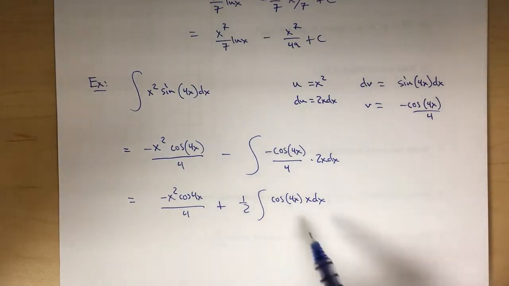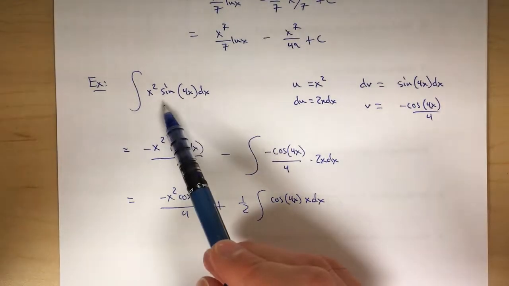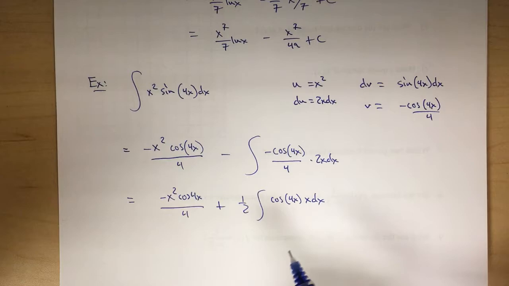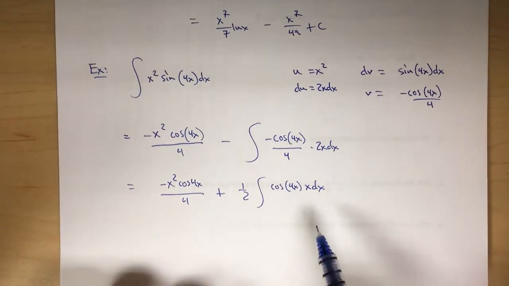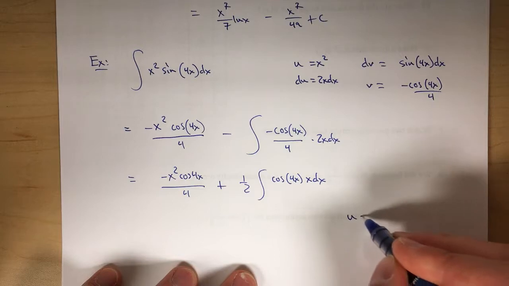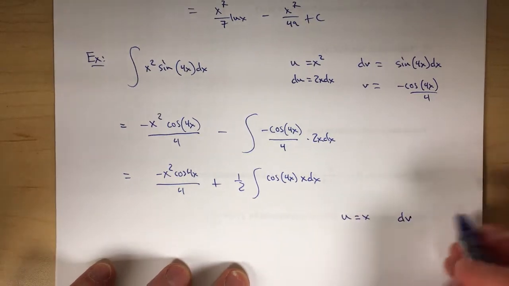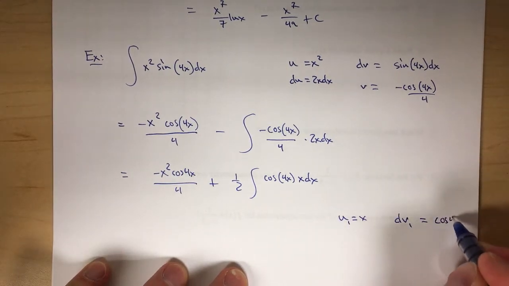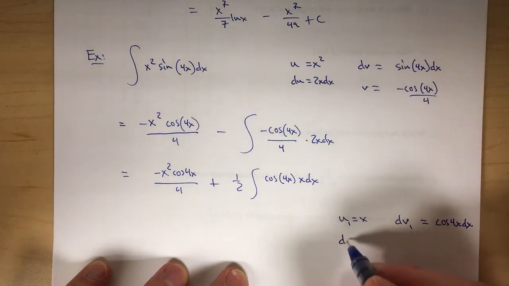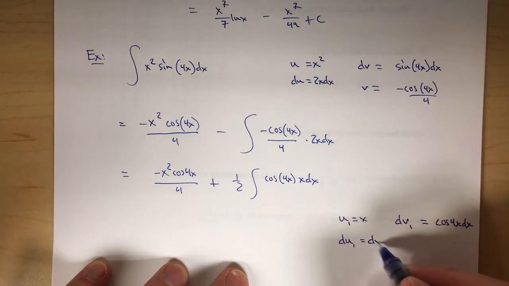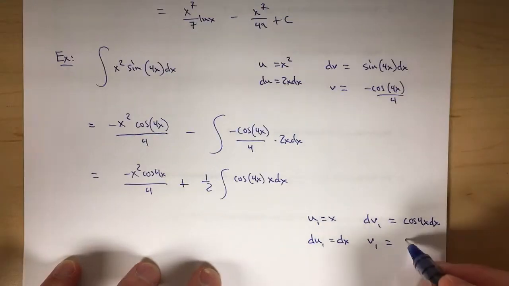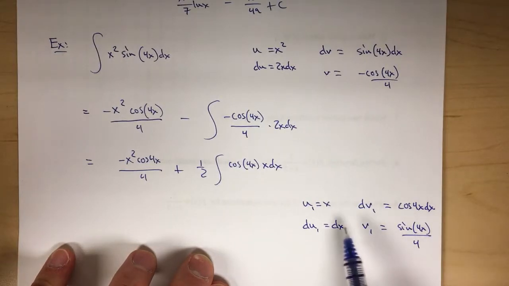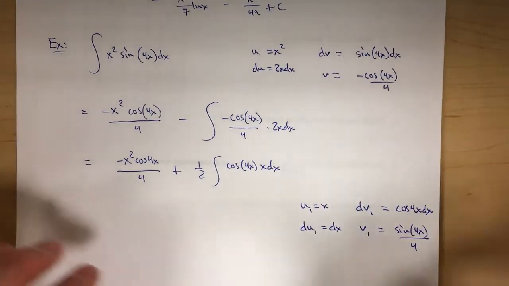That still doesn't look great, but it's a little bit better than this because this was an x squared and this is an x. So what if I repeat the process? I probably shouldn't use u and dv again, but I'm afraid I'm going to get confused if I don't. So I'm going to let u be x in this case, and dv, I could put a little 1 here, dv sub 1 be cosine of 4x dx. Then du sub 1 is equal to dx, and v sub 1 is equal to sine of 4x divided by 4. And see, now v du is going to be something that I know how to integrate, and that's good.